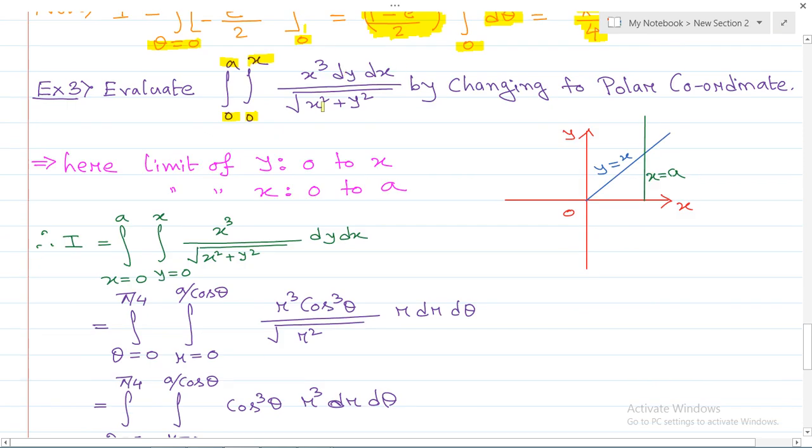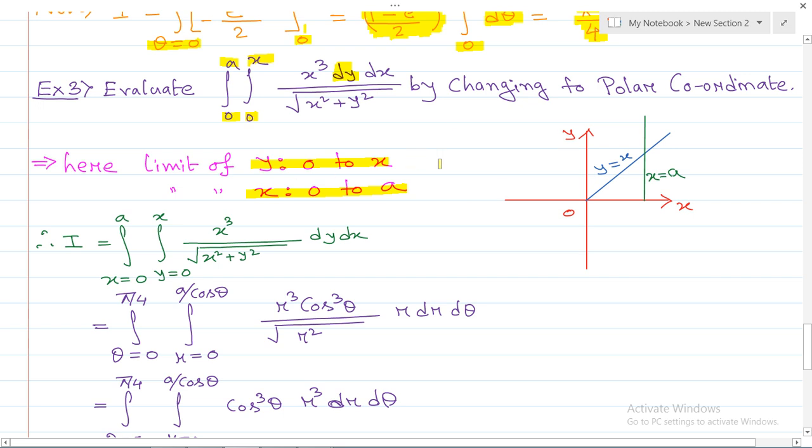So now we are going to evaluate the integration 0 to a, 0 to x, x cube dy dx upon root over of x square plus y square. Here you can understand that y is having the limit 0 to x and x is having the limit 0 to a. So first of all, we have to write this down: y is going from 0 to x, and x is going from 0 to a.